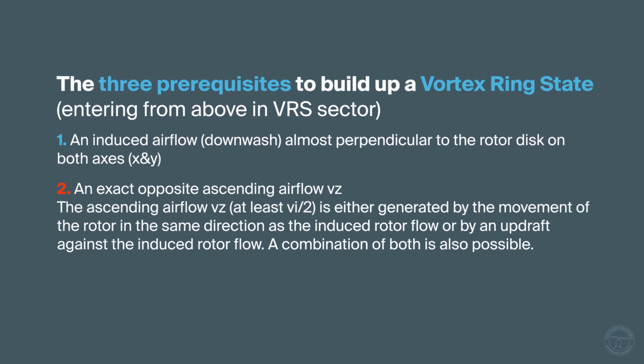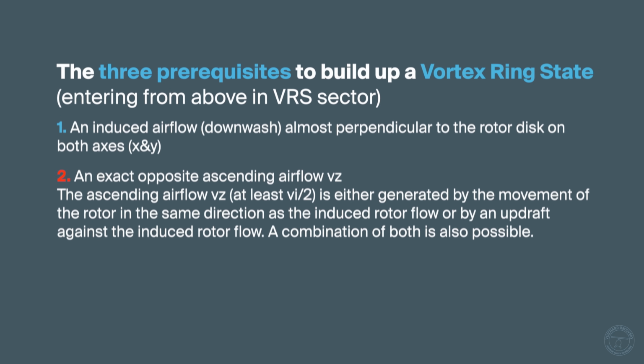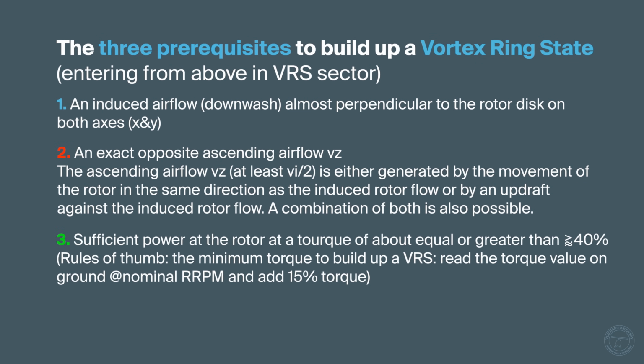Second, an exactly opposite ascending airflow, VZ. The ascending airflow, VZ, at least half of VI, is either generated by the movement of the rotor in the same direction as the induced rotor flow, or by an updraft against the induced rotor flow. A combination of both is also possible. Third, sufficient power at the rotor at a torque of about equal or greater than 40%.